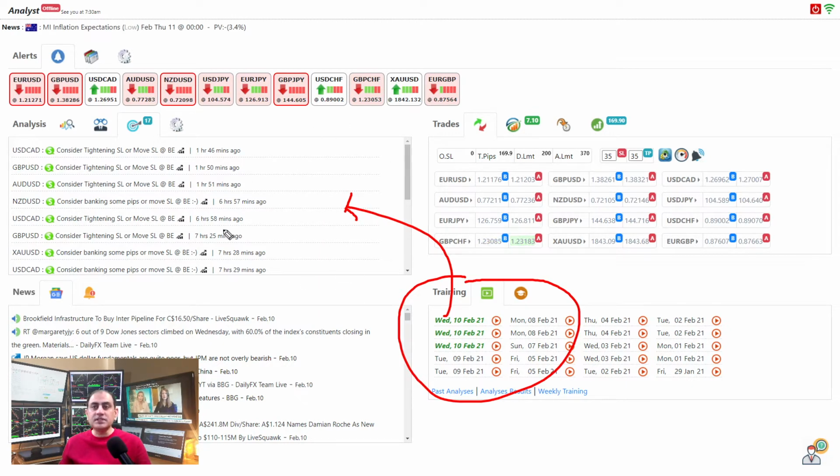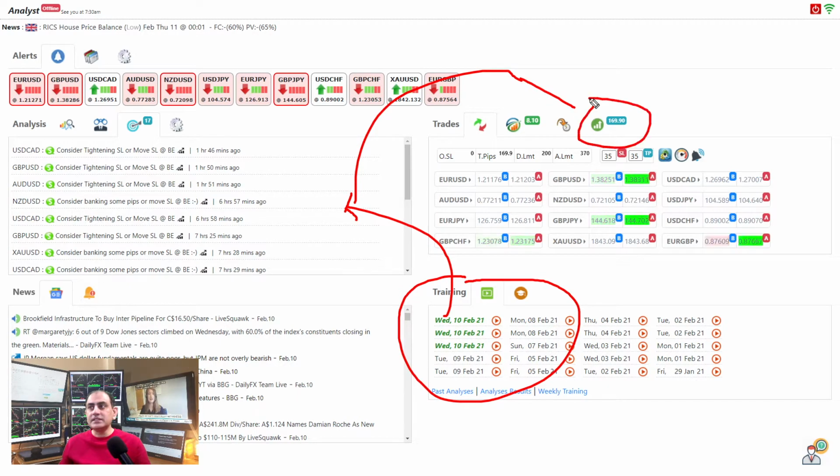So based on this live analysis, one of my traders banked, you can see here, 169 pips. I believe one or two trades are still open. All these trades are 100% based on the analysis which we broadcast.